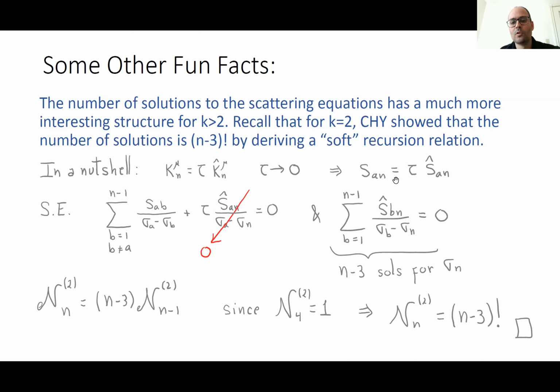You take one particle to be soft, then the nth particle decouples. The equation for that nth particle has n-3 solutions, and the n-1 particles that you have left over satisfy their own scattering equations, and therefore the new number of solutions is n-3 times the number of solutions for n-2. And given that for 4 particles you get 1, this is the solution to the recursion relation.